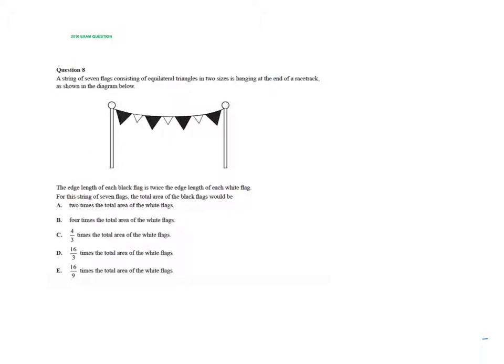So what they've done there is they've told you that they're similar figures because they're both equilateral triangles, so there's your clue that they're the same shape. And they're saying that the length of the black flag is twice the length of the white flag. So say we've got our black flag here, and our little white flag. Really we're saying a length ratio of 2 to 1, because it's twice the length. So we've got a 2 to 1 ratio.